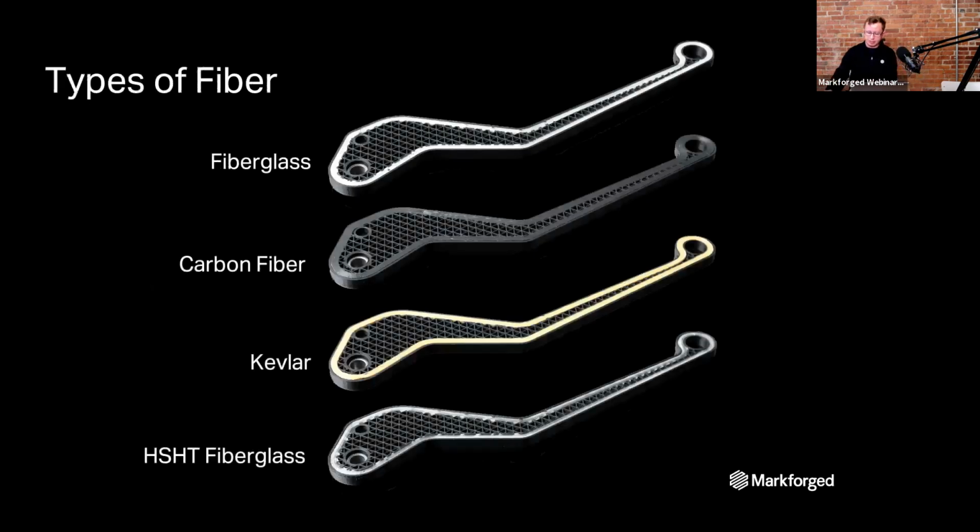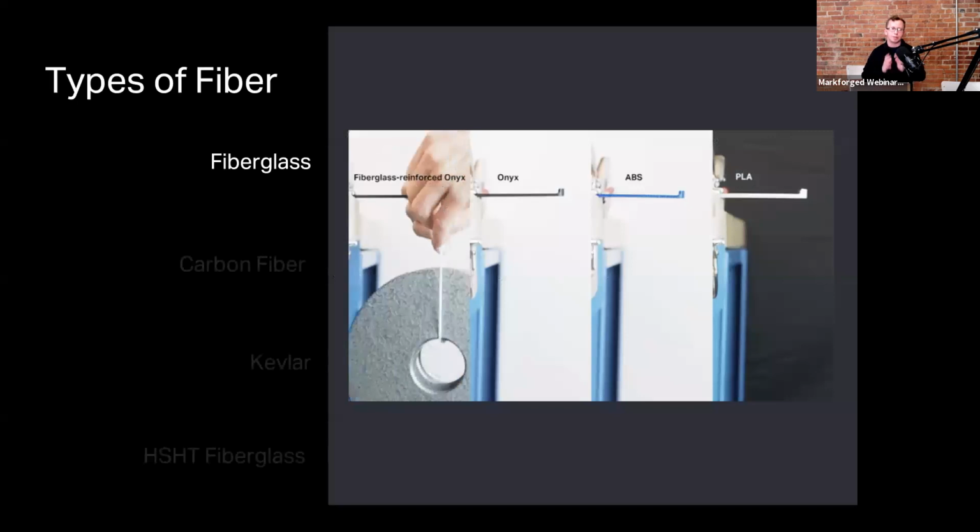Let's go over the 4 fibers that are available to you for Markforged 3D printers. We have carbon fiber, fiberglass, Kevlar, and HSHT fiberglass. They each have their own pros and cons that make them more suitable for certain applications or loading conditions and less suitable for others. We're going to go through and talk about the properties and benefits of each of these fibers so that you have that background knowledge.